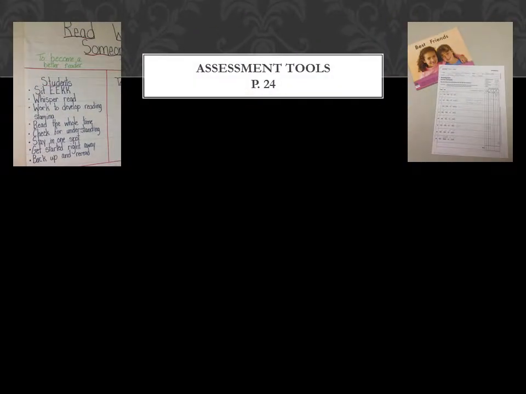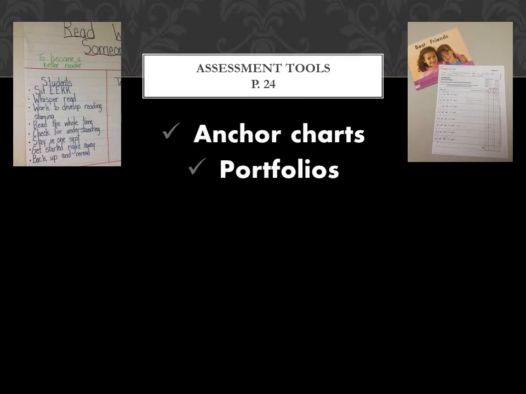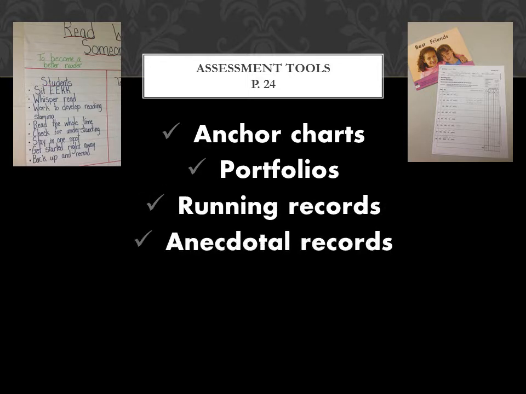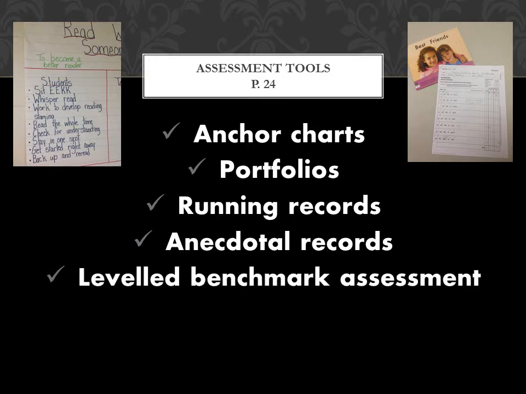Continuous gathering of assessment and using multiple methods of meaningful, authentic tasks in real reading situations tracks students' learning over time and is essential in developing a comprehensive picture of student learning. The following are examples of assessment tools: anchor charts, portfolios, running records, anecdotal records, level benchmark assessment, and rubrics.